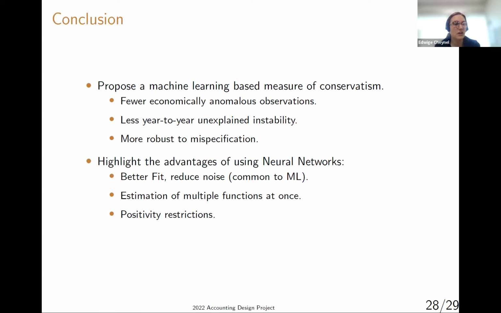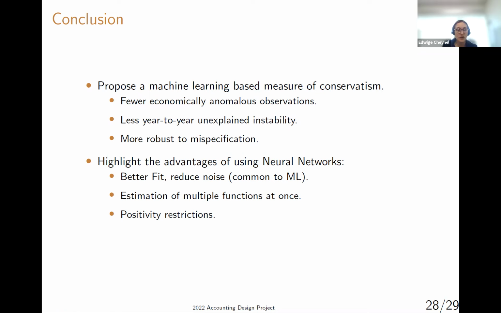So this is actually the conclusion. And I still have some time, obviously, to address questions down the road. We propose a machine learning-based measure of conservatism, differential timeliness. We have fewer economically anomalous observations. You saw that it was much more stable. We were able to filter out at least the noise relative to those other measures. And to push forward this MLC2 measure of machine learning, we don't even need to take into account the year fixed effect.